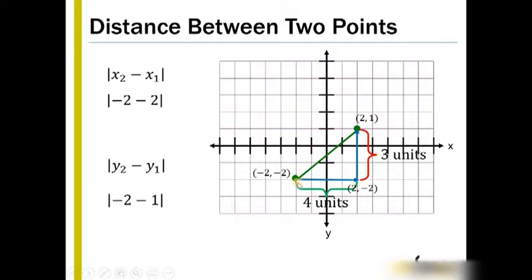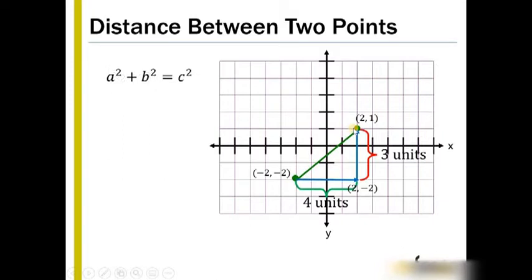So now we have this length, which is 4, and this length, which is 3. But what we want to find is this length here. We want to find the length of the diagonal line. So we need to use Pythagoras' theorem because we've got a right-angled triangle. Pythagoras' theorem says that a squared plus b squared equals c squared.